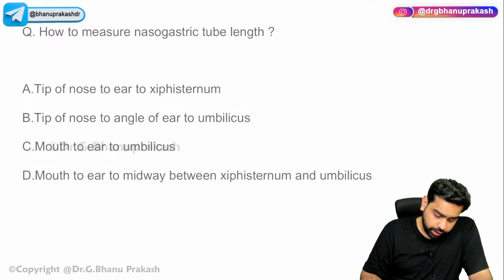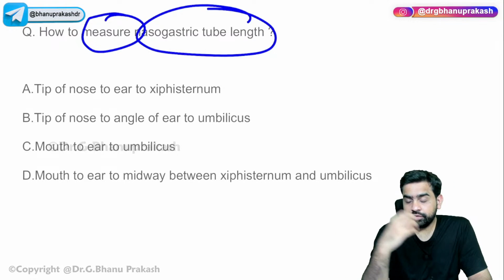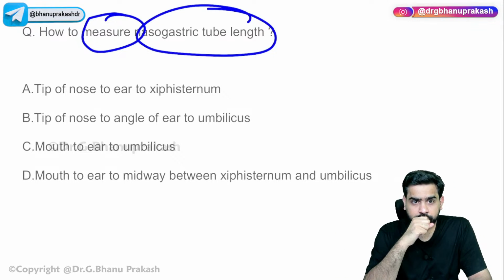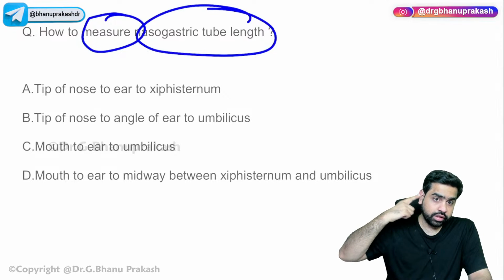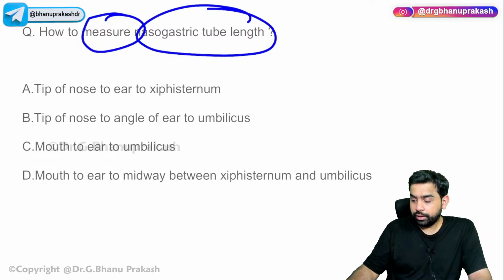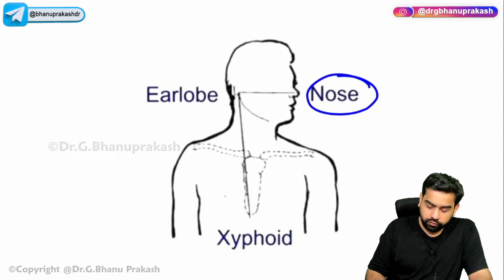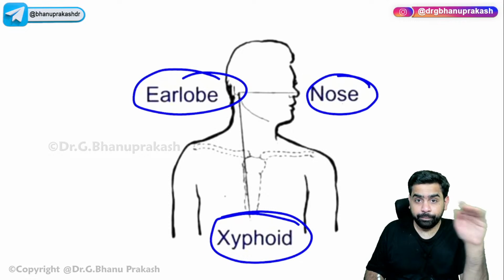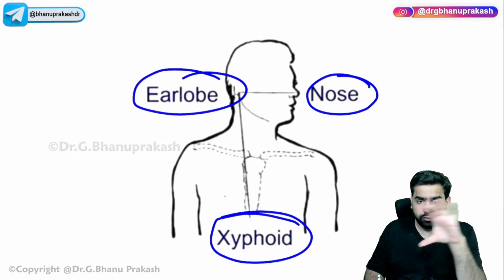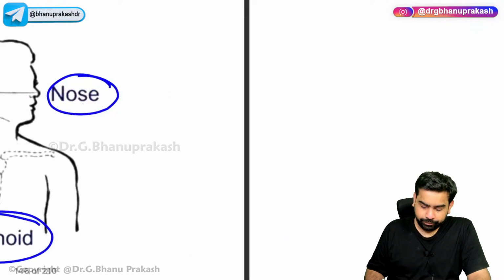Okay, so how do you measure the length of the nasogastric tube? It is basically from the tip of the nose to the ear, and from the ear to the xiphisternum. This is how you measure the length of the nasogastric tube. As you can see over here, from the nose to the earlobe, and from the earlobe to the xiphisternum. Very, very important. Understood? Got it? Right.